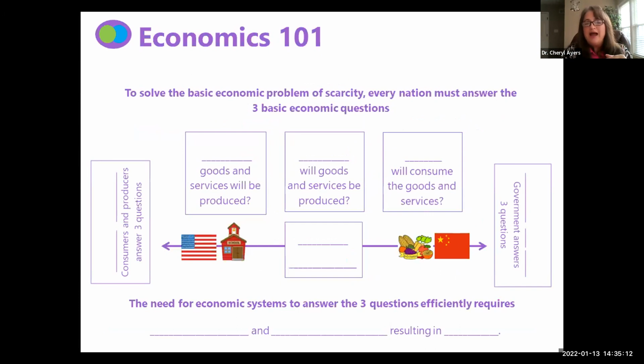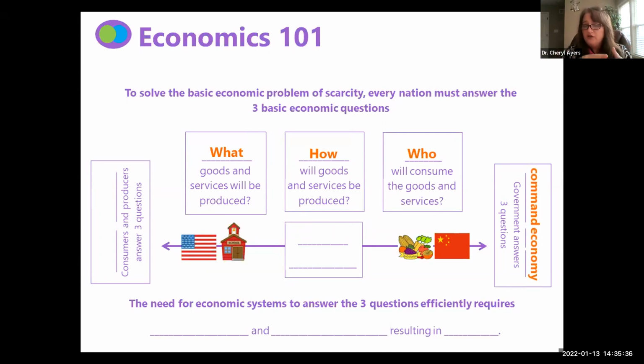So in conclusion, I want to wrap this up because this gets into more of the civics and economics, but this basic economic problem of scarcity requires nations to answer three basic questions. What goods and services they will produce, how the goods and services will be produced, and then who gets them. And depending on where you live in the world, we'll answer those questions.